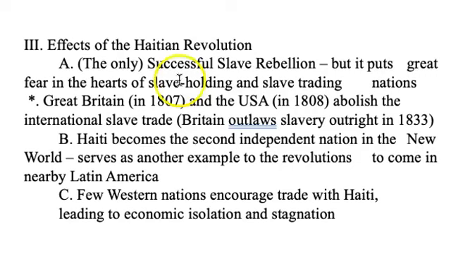So this is the only successful slave rebellion, but it also puts a lot of fear into the hearts of slave holding and trading nations. And that's very important. After the Haitian Revolution, you are going to see laws enacted in places like Great Britain and the US, as well as in a lot of the colonies, where they are no longer going to be importing African slaves directly from Africa. The reason for this is because a lot of the slaves who were active in the Haitian Revolution were actually from the Congo, and they were military experts from the Congo.